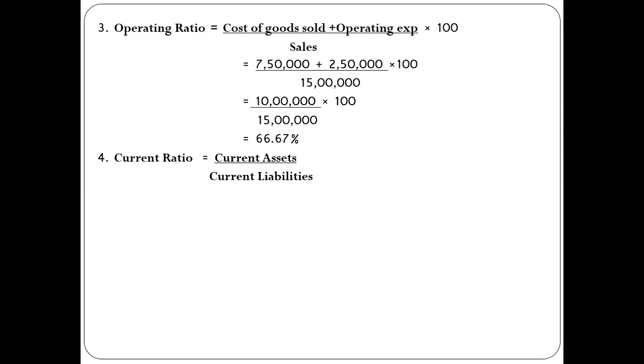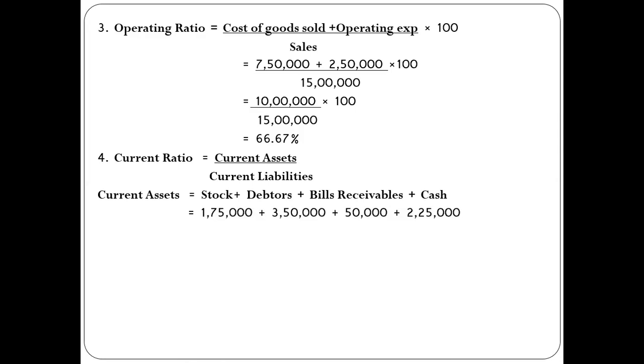Then the fourth ratio is the current ratio. The current ratio's formula is current assets divided by current liabilities. To find out the current assets, we have to add stock plus debtors plus bills receivable plus cash, whichever information is given on the asset side of the balance sheet. So stock is given as 1,75,000, debtors 3,50,000, bills receivable 50,000, cash 2,25,000. So the answer will be 8 lakh.